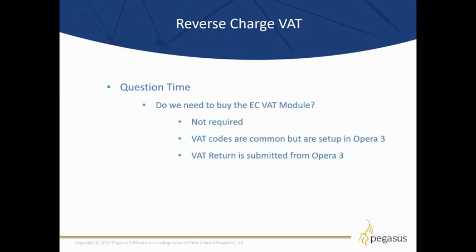In Pegasus CIS, the VAT calculations are performed and are posted back into Opera 3, where they then appear on the VAT return for submission to HMRC. And a reverse charge VAT code can be applied directly to invoices within Opera 3 for those customers that do not have Pegasus CIS. And again, they will appear on the VAT return for submission to HMRC. So there is no requirement to have the EC VAT module to do any of this domestic reverse charge VAT.